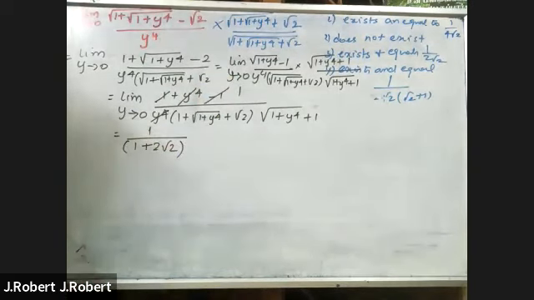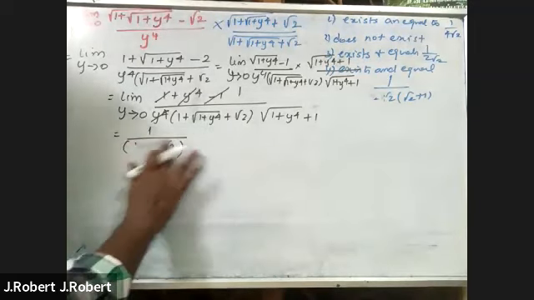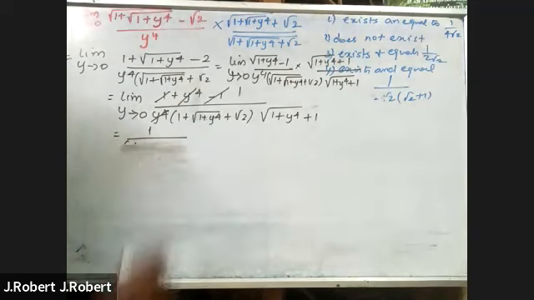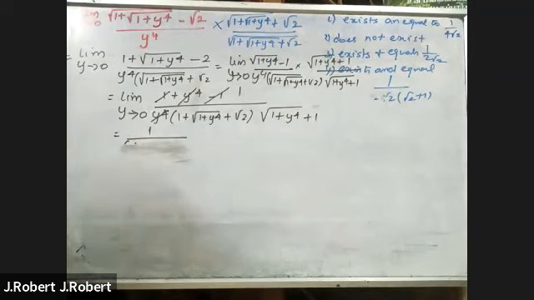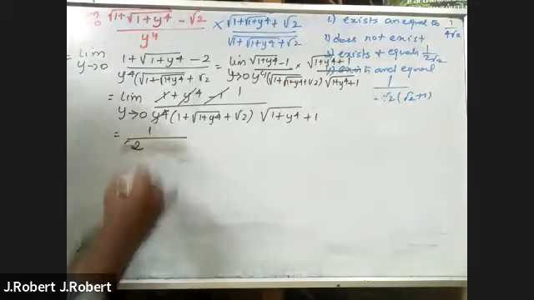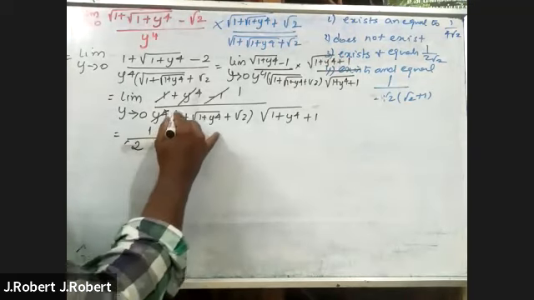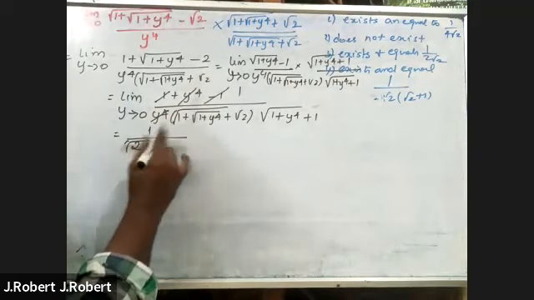And also 1 plus root 2. We'll get 1 plus 2 root 2. Then we have 1 plus 0. 1 plus 1, which is equal to 2, right? Which is equal to 2. It is the square root, which is equal to square root 2.